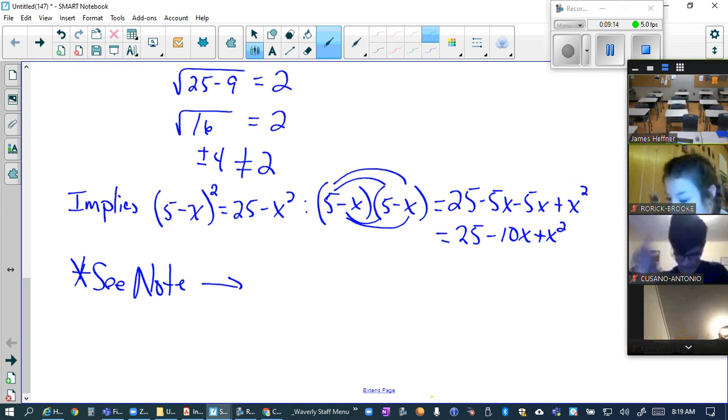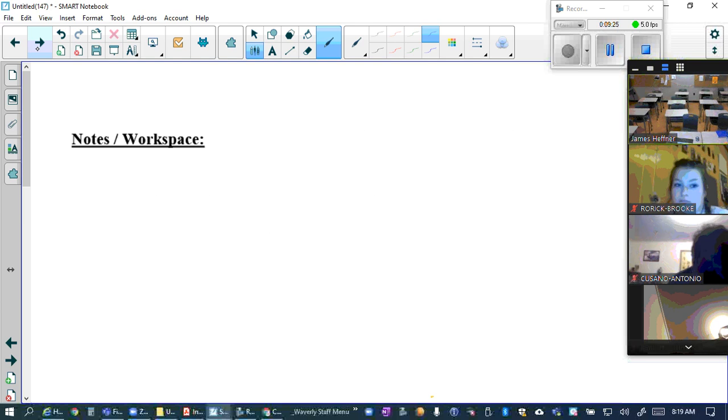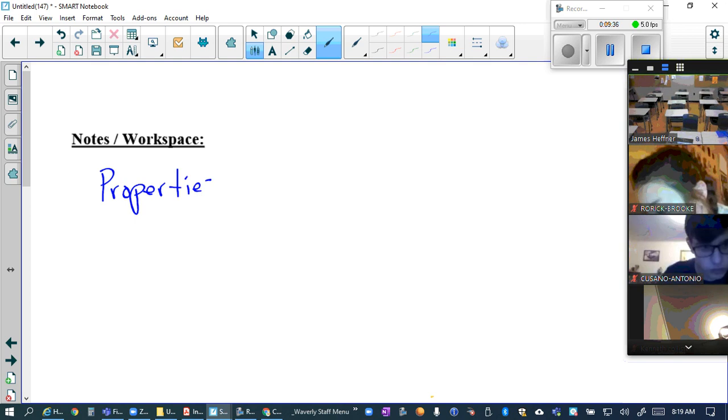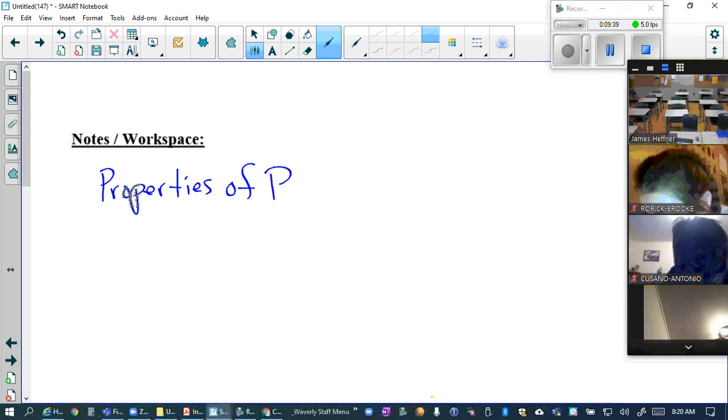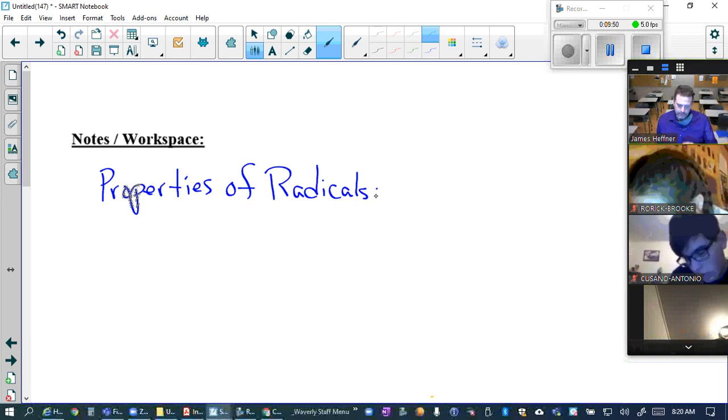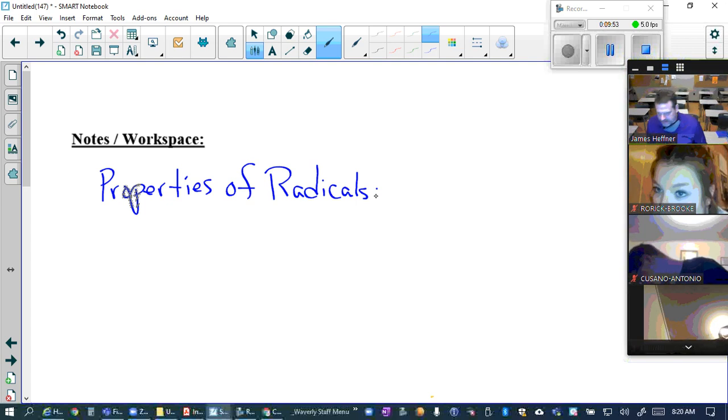On one of your pages here, that means we're going over a couple pages. See where I have a blank page? It says Notes Workspace. Over here on page 9. So everybody flip there and just jot this down because this is an important property to know. So, properties of radicals. What's a radical? Radicals are just like that square root symbol, right? And I didn't call it properties of square roots because this can apply to any cube root or fourth root or anything else like that, right?